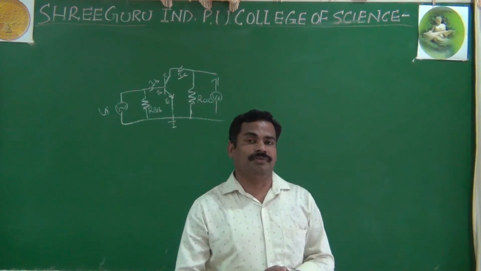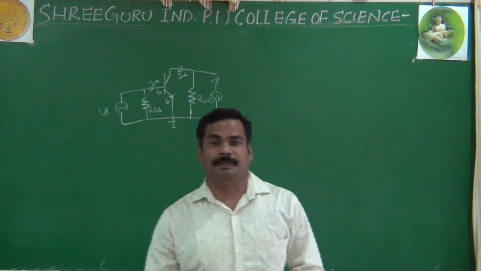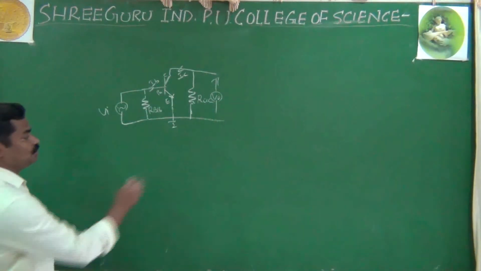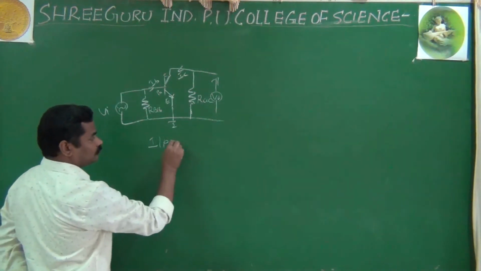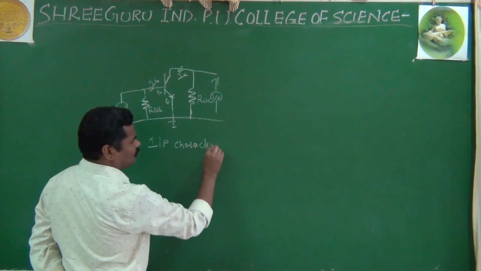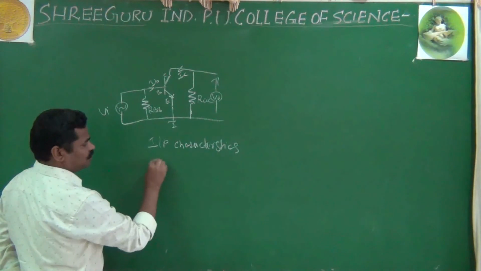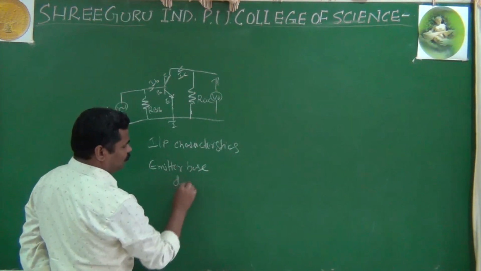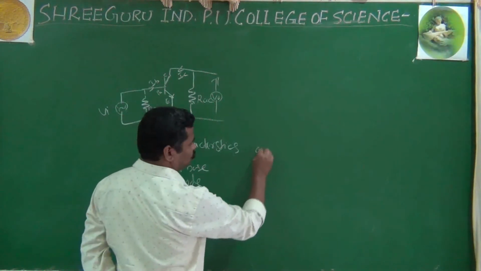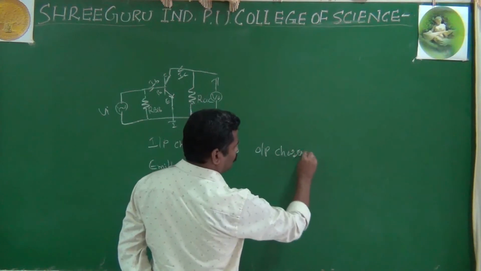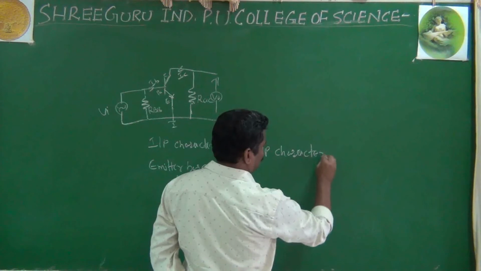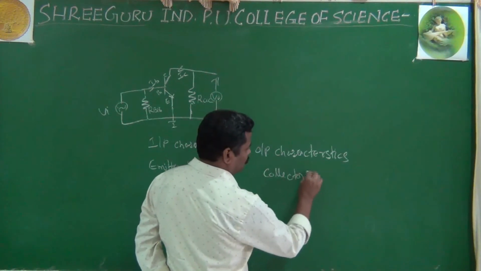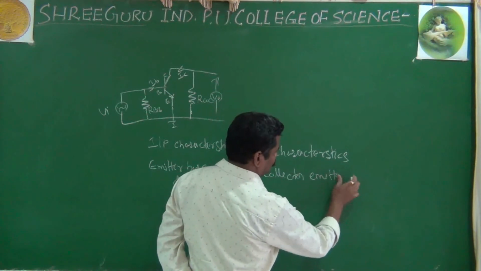Look here, whenever you go for the equivalent circuit of transistors, you studied it in the input and output characteristics of the transistor. For the input characteristics, the important thing is the emitter base diode, and in the output characteristics the important thing is the collector emitter section.